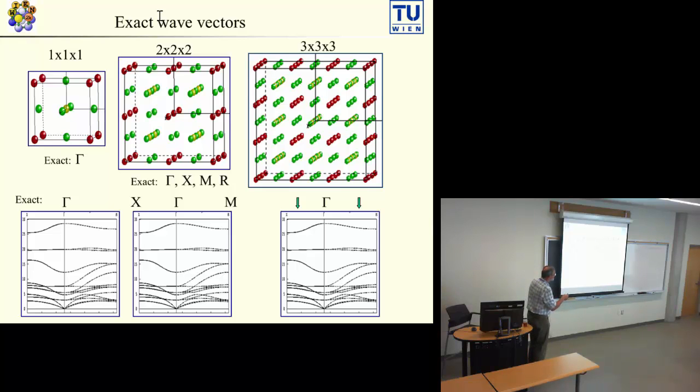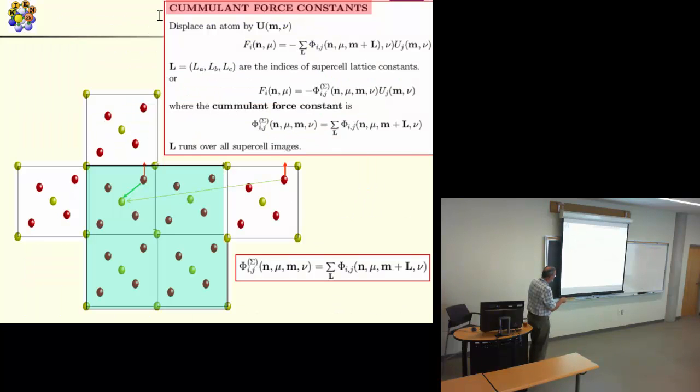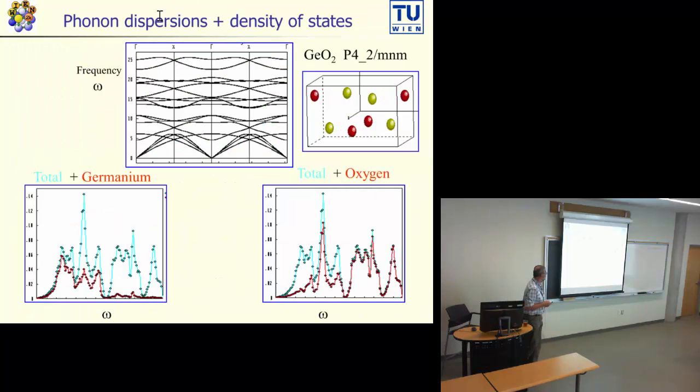If you do neutron scattering, you can map out the complete phonon band structure, and then you better use a bigger supercell, and make sure that the distance between the displacement in the original cell and the periodically repeated image is so big that there is virtually no force in between.